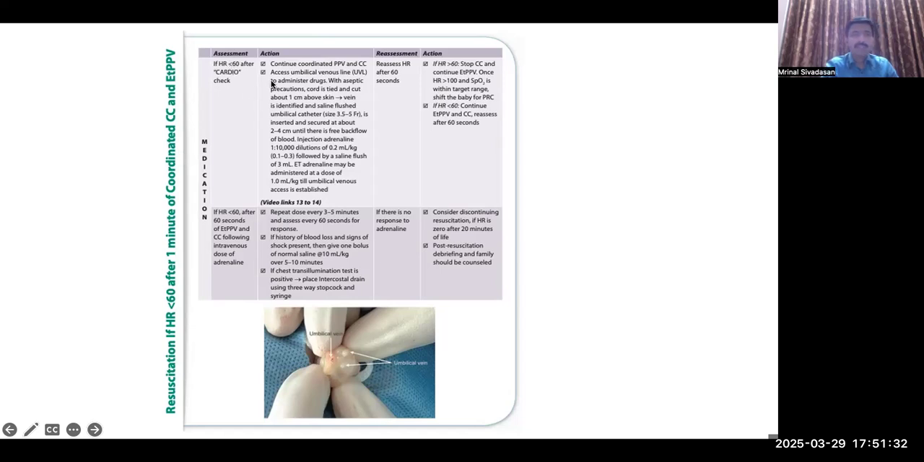If the heart rate is less than 60 despite compressions, then you give adrenaline. You can repeat every 3 to 5 minutes at a dose of 0.2 ml per kilo, 1 in 10,000. And if you are using the endotracheal route, then 0.5 ml per kilo.